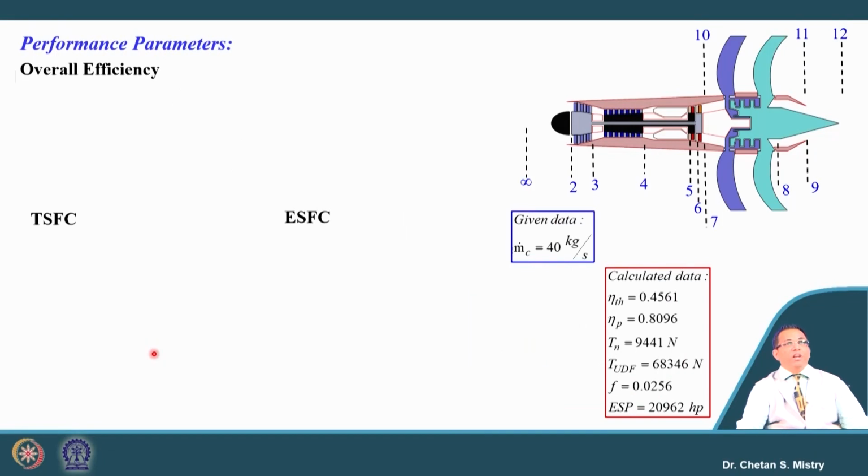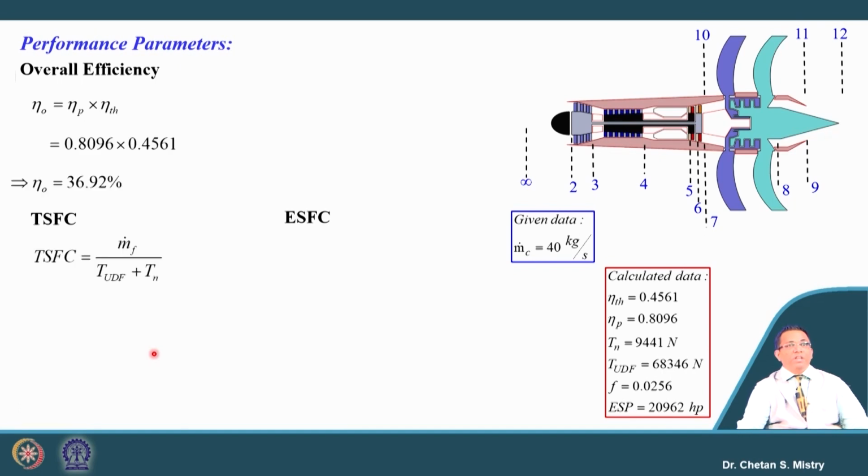Now, let us look at the overall efficiency. The overall efficiency is propulsive efficiency into thermal efficiency, and that comes to be 36.92%. If you compare all the engines we have discussed up till now, this engine has the higher overall efficiency, and that is the major attraction for its use in future engines. Just try to realize these numbers.